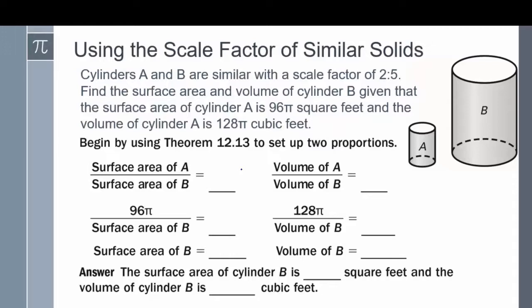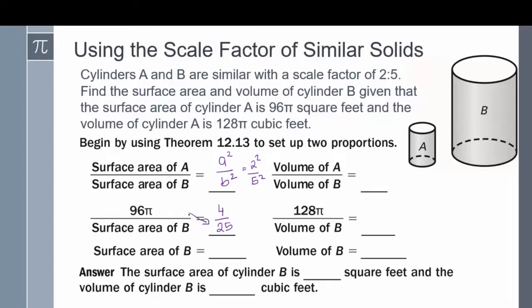We'll start by first looking at finding the surface area of cylinder B. We know that anytime we're looking for area, we're going to take the original ratio and square it, so it's going to be a squared over b squared. Since we know that the original ratio is 2 over 5, take 2 and square it, and 5 and square it. So 2 squared is 4, 5 squared is 25. We can set up a ratio of the surface area of A, which we know, over the surface area of B is equivalent to the ratio 4 over 25.